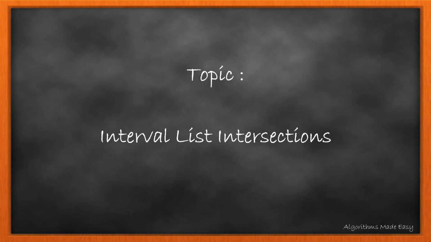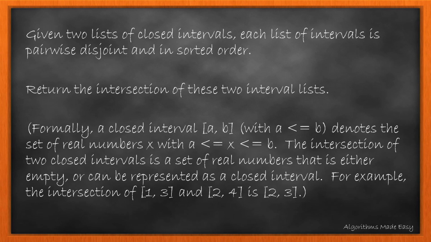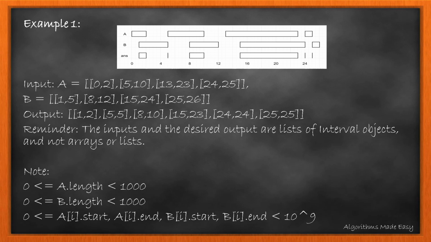We will be solving the day 23 problem from the May LeetCoding challenge. Given two lists of closed intervals, each list of intervals is pairwise disjoint and in sorted order. We need to return the intersection of these two interval lists. In the example, we have two lists A and B, and the output is the intersection of the two lists. We are given data constraints too.